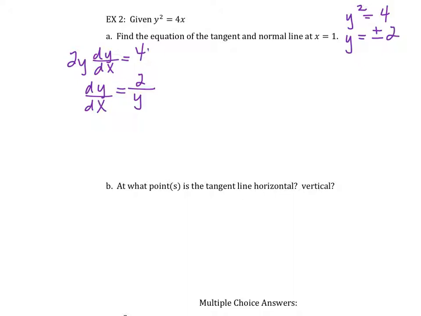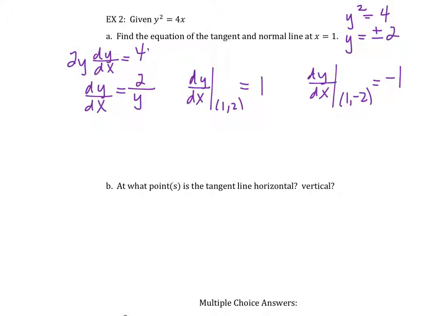So let's evaluate dy/dx. What were my 2 points? One of them was (1, 2). And so dy/dx at (1, 2) would be 1. And dy/dx evaluated at (1, -2) is going to be -1. Everybody see where I got that?